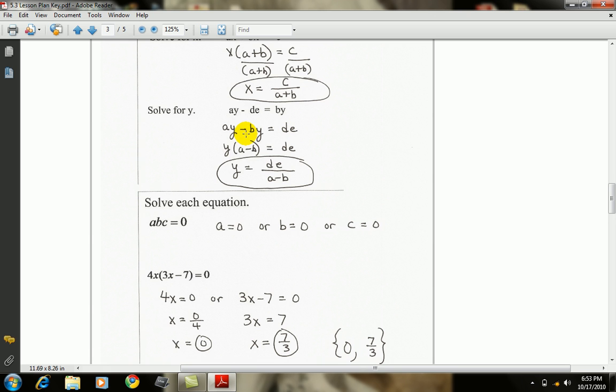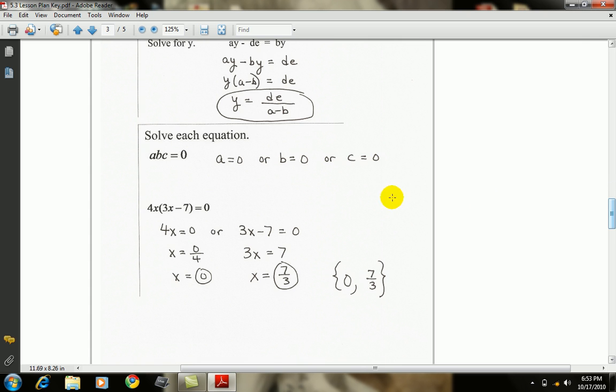We're solving for y. Factor out a y. In parens we have a minus b, and that's equal to de. And to finish, we divide. Because we're undoing multiplication, we divide both sides by a minus b. So our final answer, y equals de over a minus b.